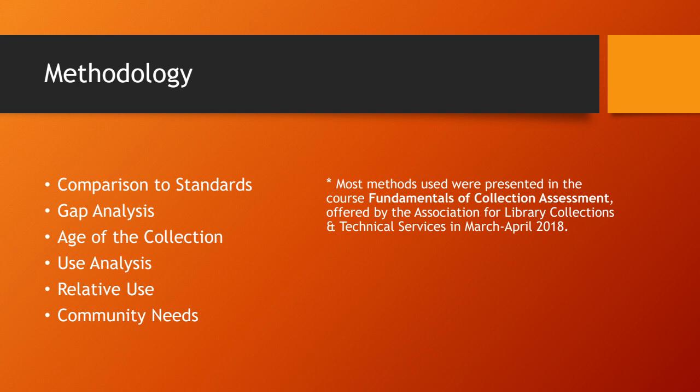For community needs, we evaluate segments of the collection that are used primarily by specific age groups. So for example, do we have enough easy readers and board books to meet the size of our population aged 5 and under? It's important to note that most of the methods that we use in the assessment are presented in the course Fundamentals of Collection Assessment, which is offered by the Association for Library Collections and Technical Services.